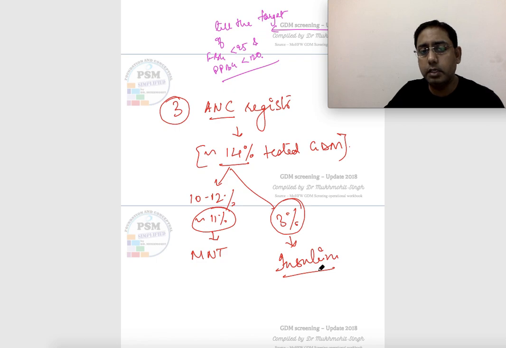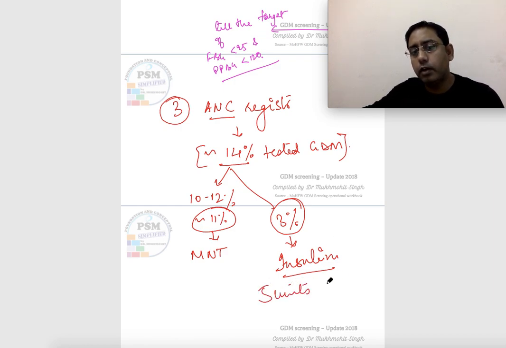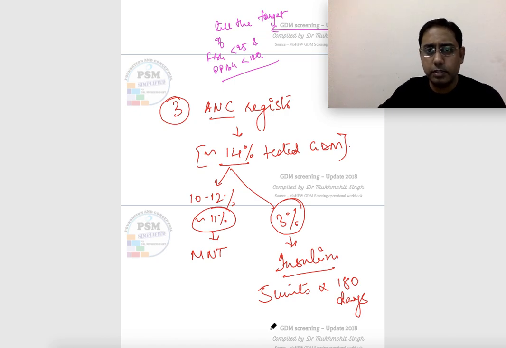We need to see how much is the insulin requirement. On an average, we are estimating 5 units of insulin for every female for around 180 days. So that would be roughly around 900 doses of insulin we are looking at on a country's level. So this is the GDM update I wanted to share with you.